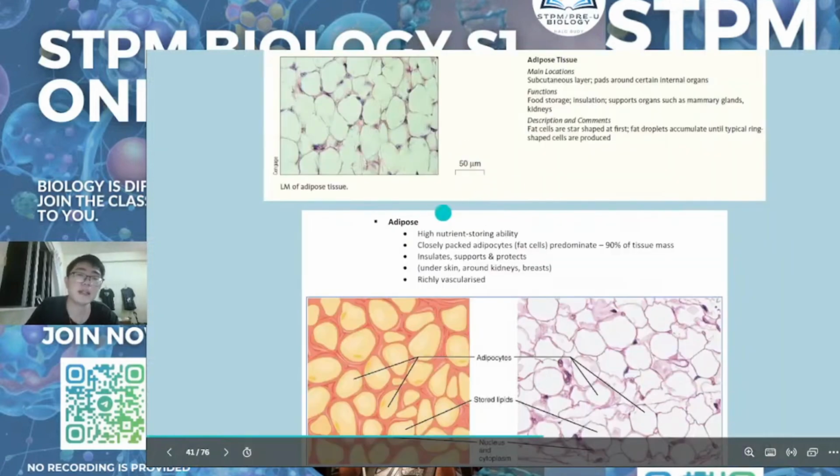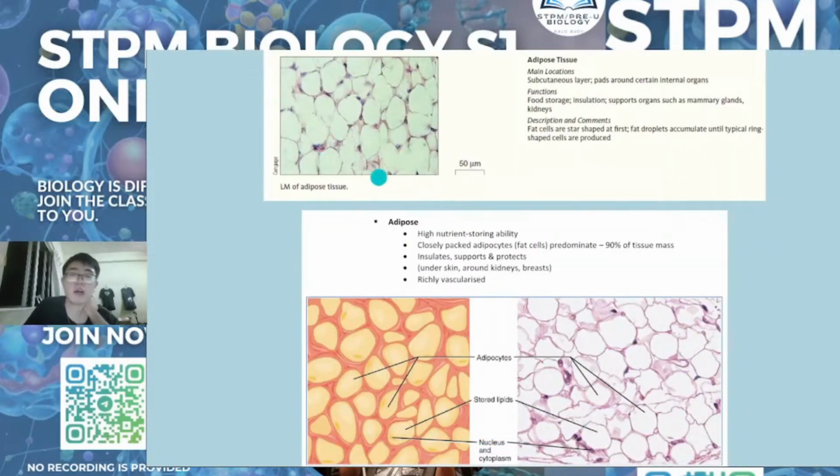And then another one is adipose tissue. I think this one is familiar, right? Adipose tissue is our fat tissue. It is normally found in our skin, and not only on the skin, our internal organs also contain this adipose tissue. Normally this tissue functions as support for organs, protection and also insulation.